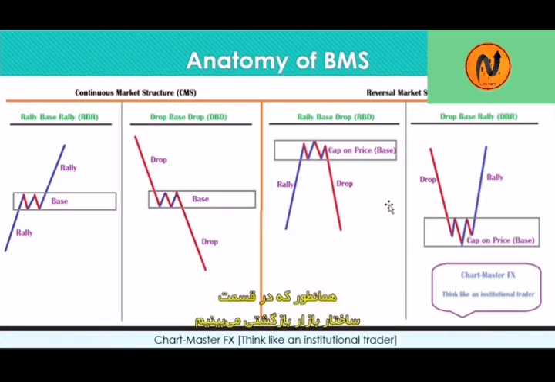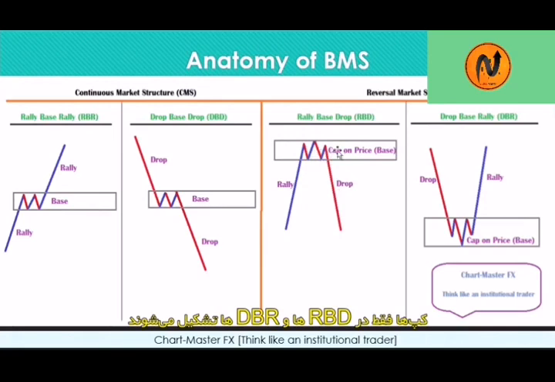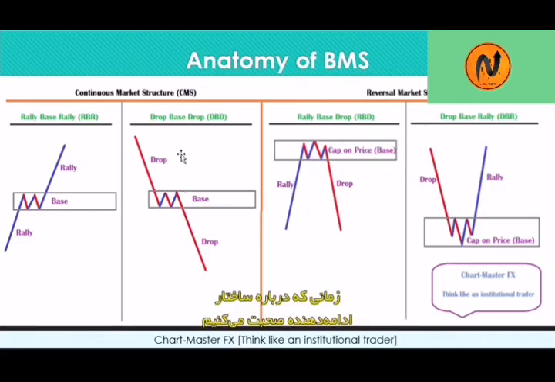So as you can see on the reversal market structure, we have a rally, we have a cap on price, which is our base, and we have a drop. Take note that caps only occur on the RBD and on the DBR, which are examples of reversal market structure. When we are talking about continuous market structure, we can only refer to this as a base, but here we refer to this as a cap on price, or we can call it a base.